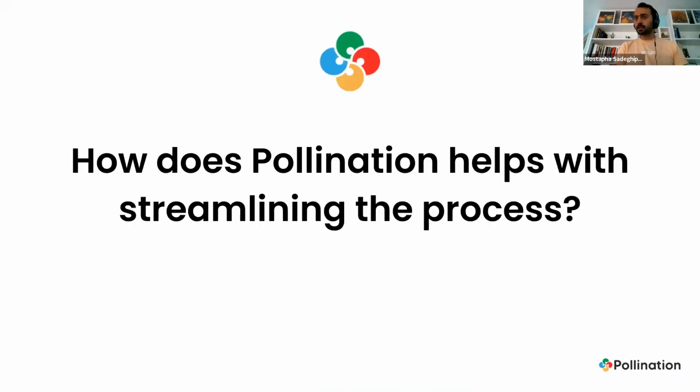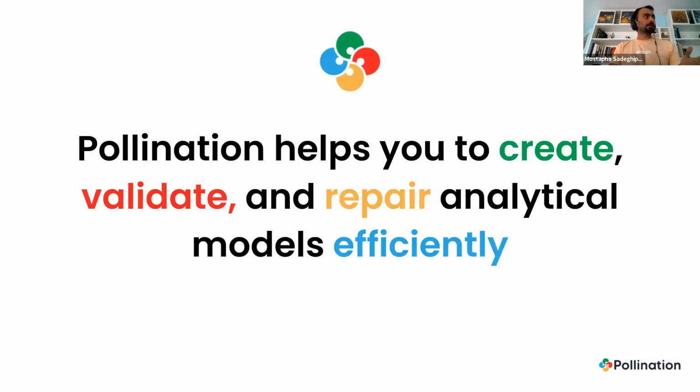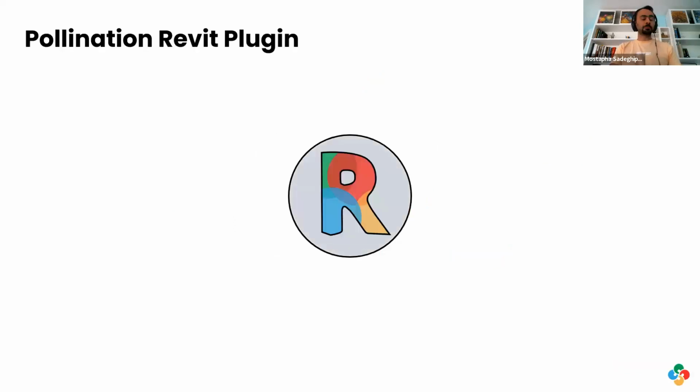I don't know if anyone has any questions so far, but if there are no questions, I'm going to go from this more philosophical part of the presentation to a more practical part of how Pollination helps with streamlining the process that we want to do. So the first thing that Pollination does is help you create, validate, and repair analytical models efficiently. As you saw, we figured that's a big part of the problem in the industry, that people cannot get things done. And I'm going to start with everyone's popular platform, Revit.